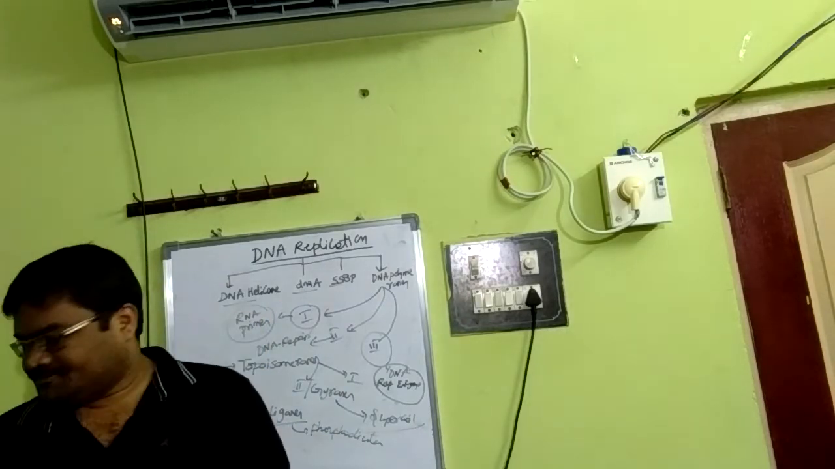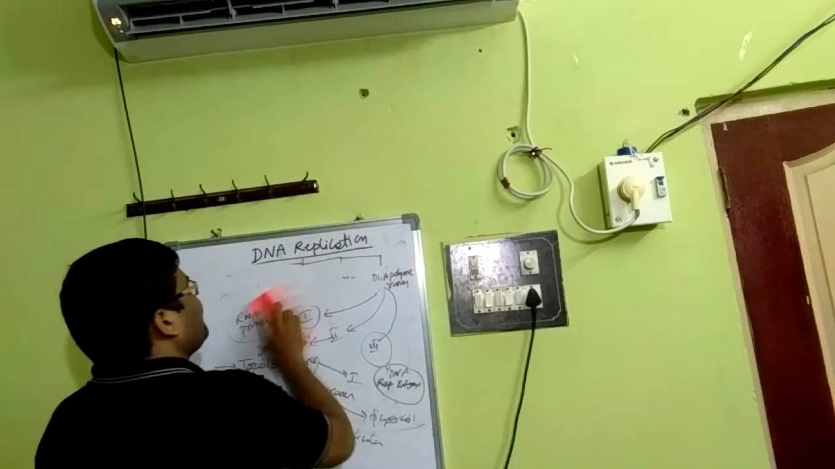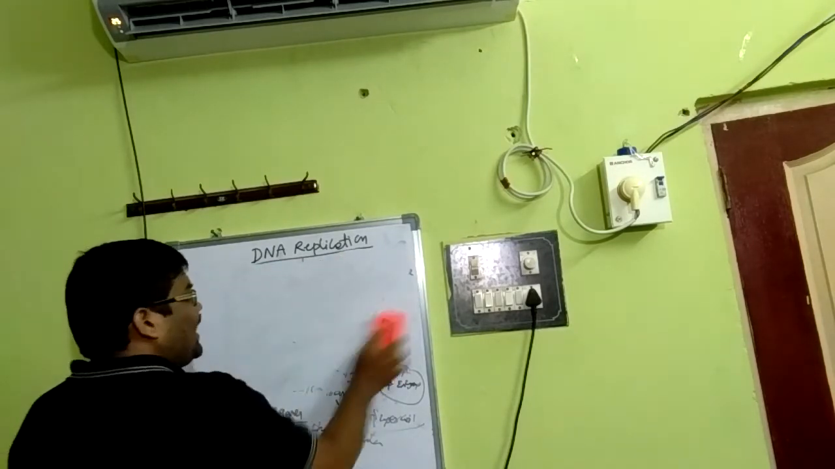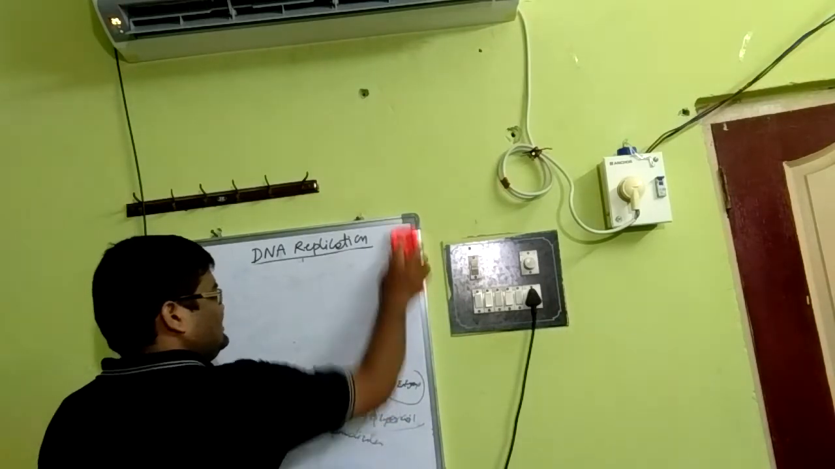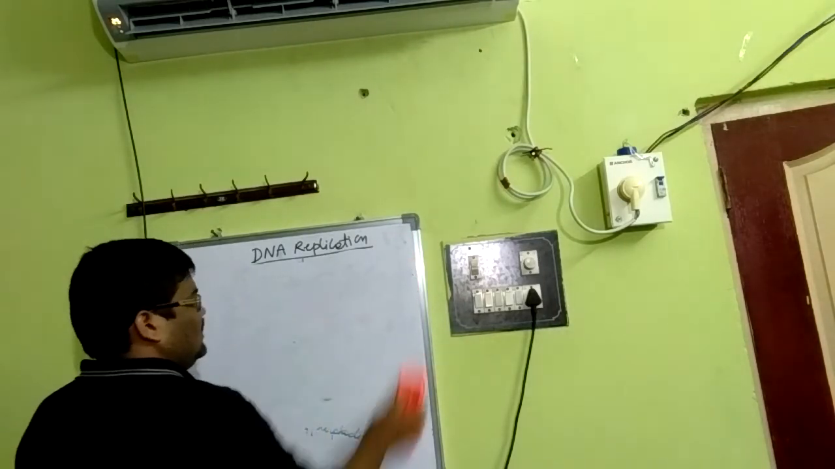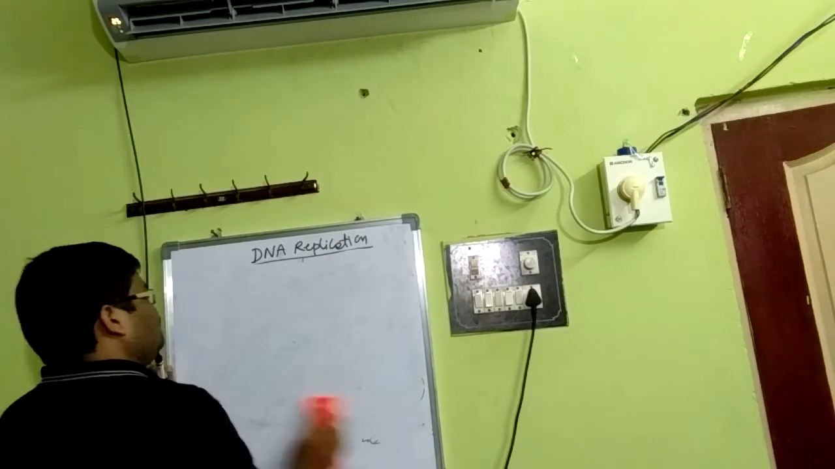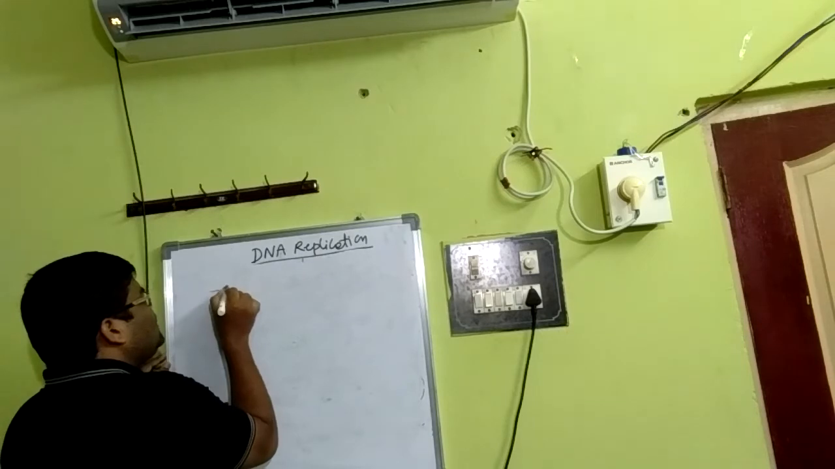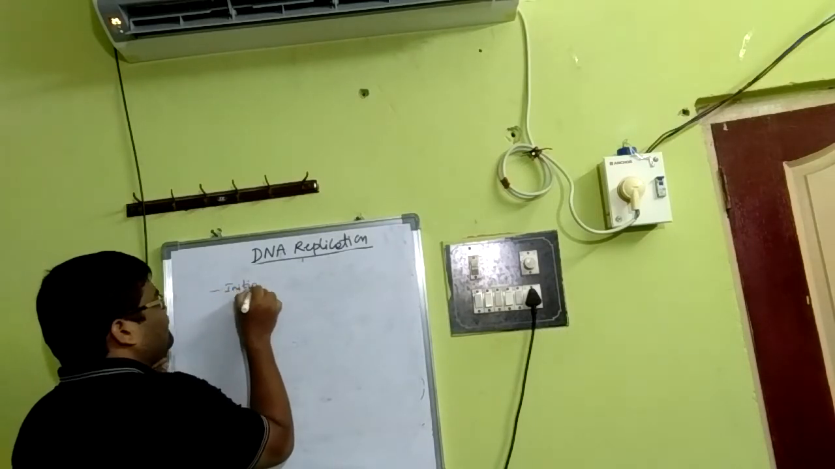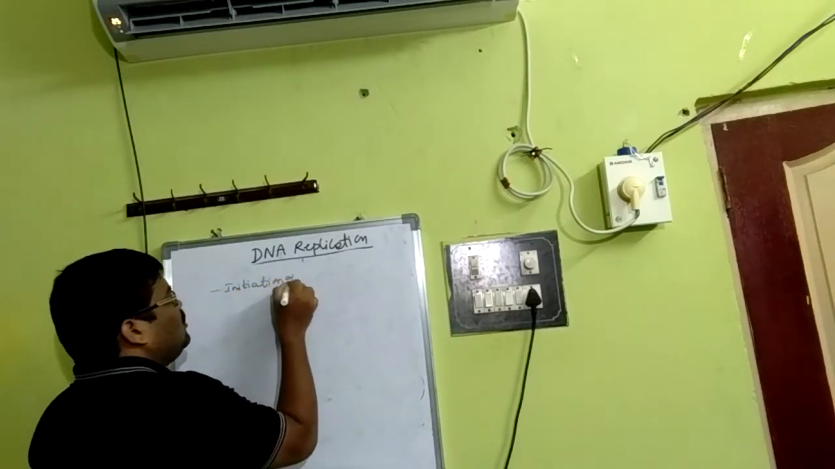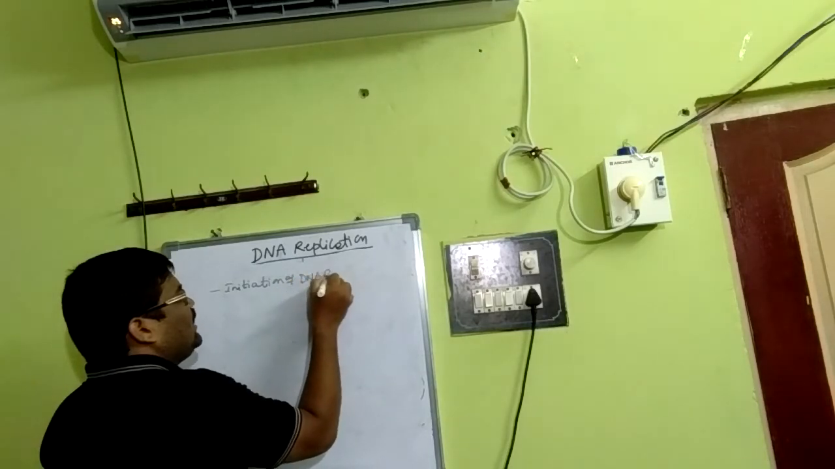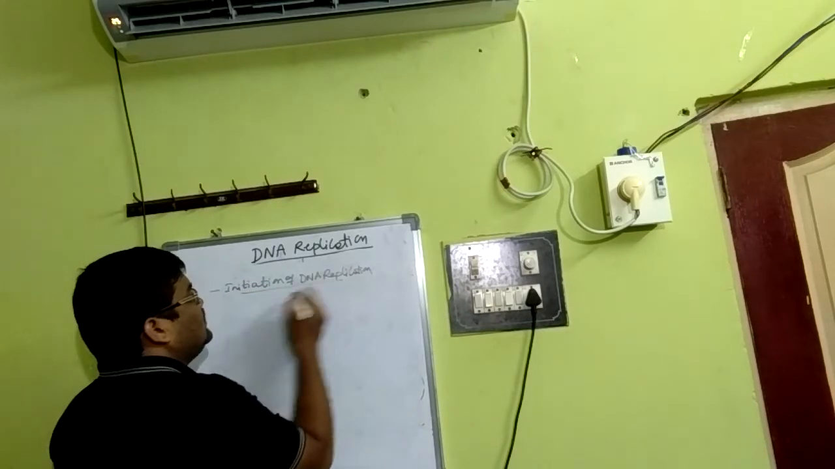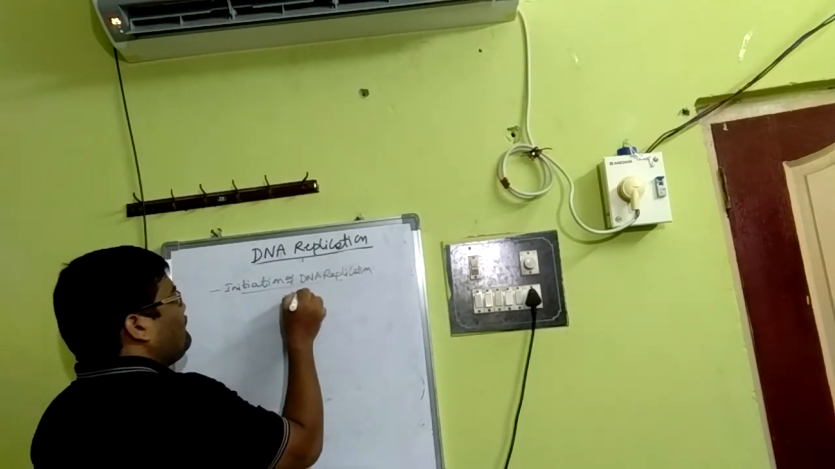Then the process. DNA replication is a bit complicated process because of certain setbacks. I will tell you what exactly it is. The first foremost step in DNA replication is initiation of DNA replication. That means ORI.